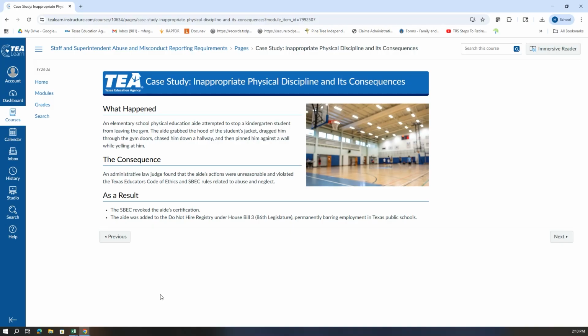The administrative law judge found that this aide's actions were unreasonable and violated the Texas Educator Code of Ethics and SPEC's rules for abuse and neglect. SPEC revoked the aide's certification, and they were placed on the Do Not Hire registry under House Bill 3, permanently barring employment in Texas public schools.